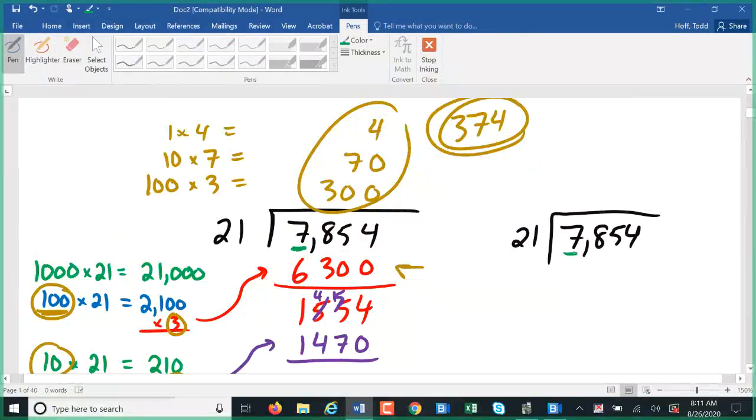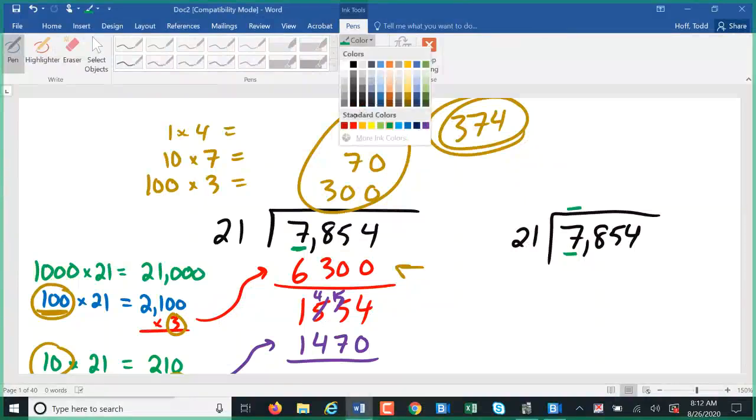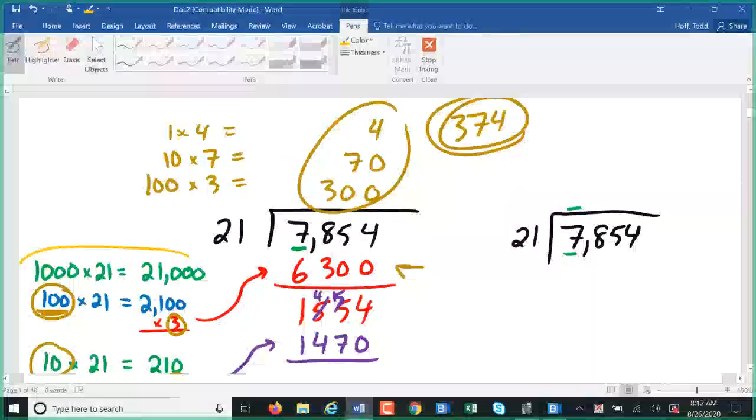You go to the first digit, the 7. Does 21 go into 7? No, so we leave it blank above that. That's exactly what we did right here. The 21,000 was too big, so we went to the next place value.